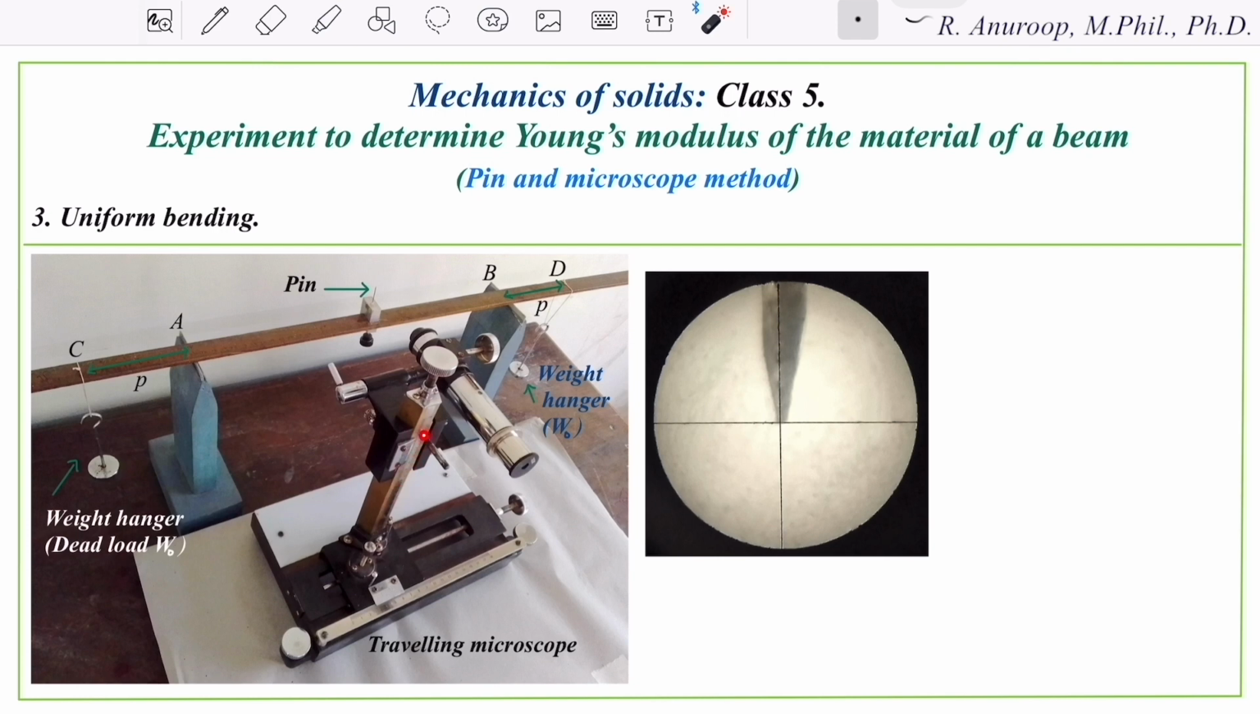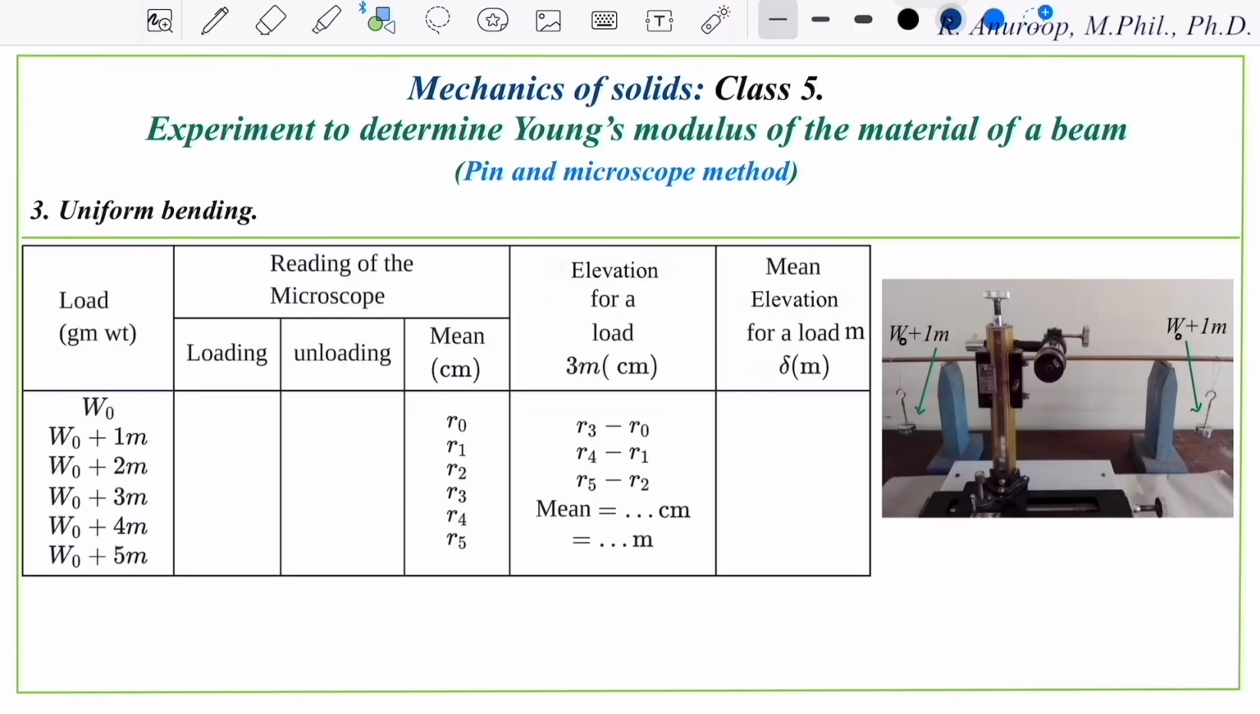Initially, the beam is brought to elastic mode by loading and unloading the weight hanger a few times. Now, with dead load alone, that is with W0 alone, the reading on the vertical scale of the microscope is noted, and written in the loading column corresponding to W0.